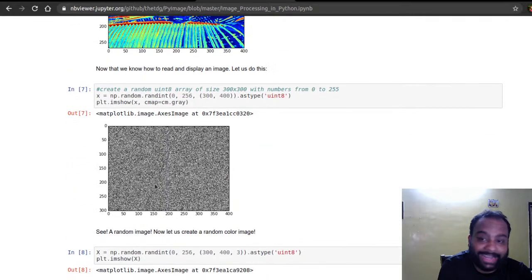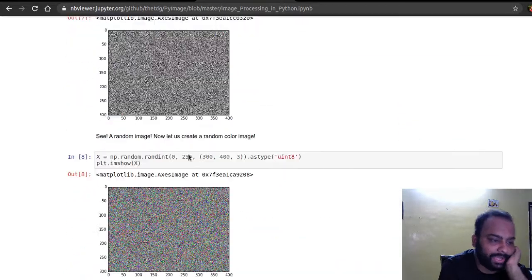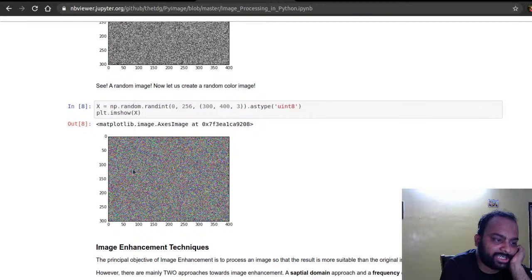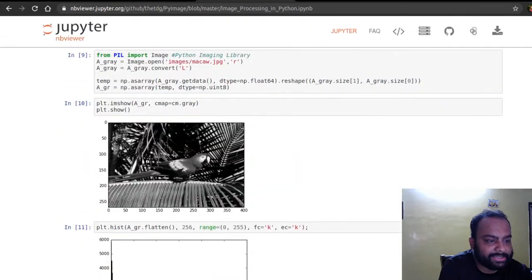So this is completely random. So this is what random values look like if I plot them as an image. This is the grayscale version. This would be a color version. Okay, and these are the image histograms.